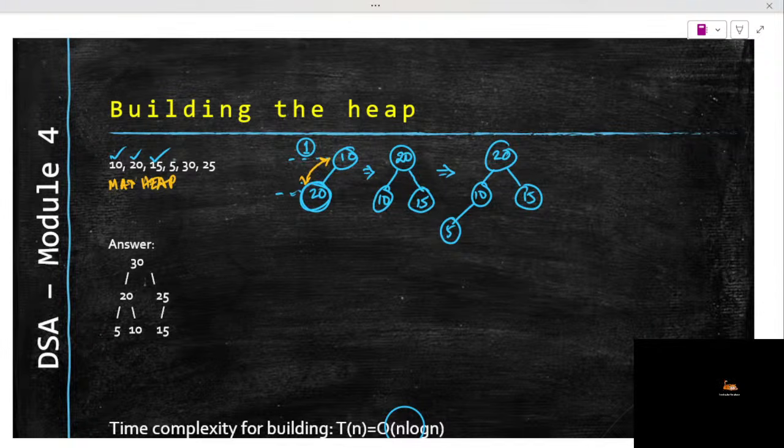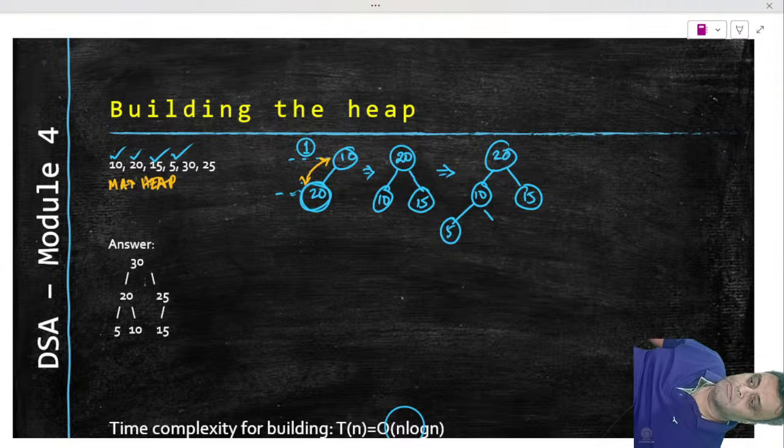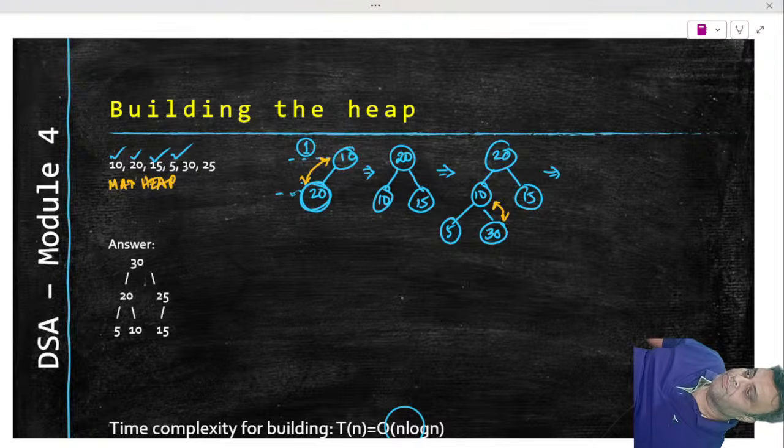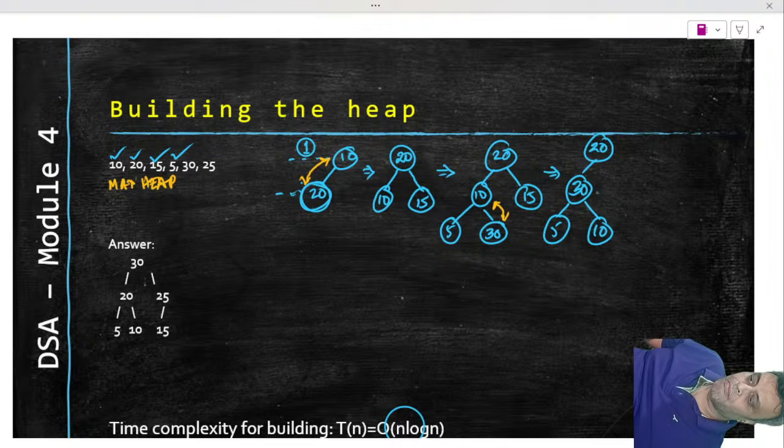And then if I take 30, then 30 will come here. Is this 30 good? This 30 is not good, because this is violating that every element below is less than 10. So 30 has to go up. So let's move 30 up. So 20, 30, 5, and then we have 10 going down, and we have 15 coming here.